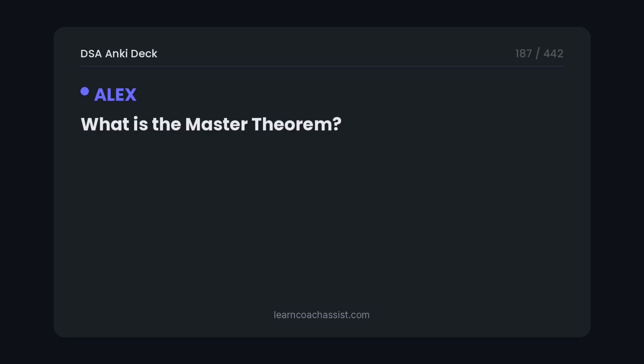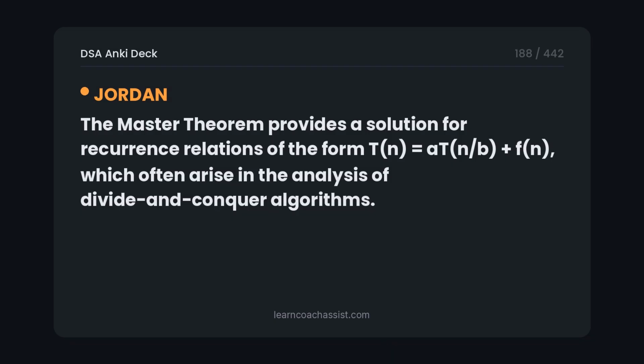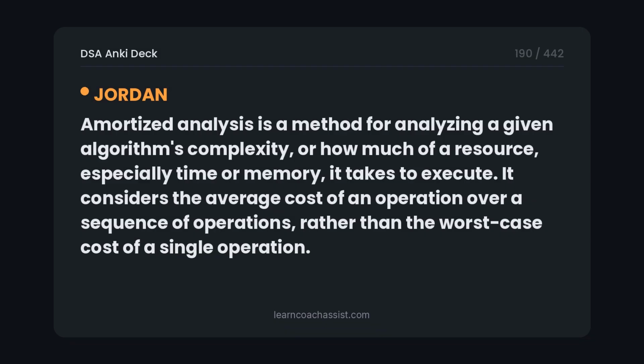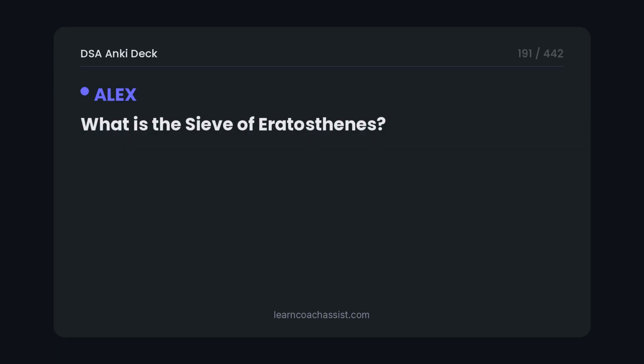What is the master theorem? The master theorem provides a solution for recurrence relations of the form T(n) = aT(n/b) + f(n), which often arise in the analysis of divide-and-conquer algorithms. What is amortized analysis? Amortized analysis is a method for analyzing a given algorithm's complexity, or how much of a resource, especially time or memory, it takes to execute. It considers the average cost of an operation over a sequence of operations, rather than the worst-case cost of a single operation.